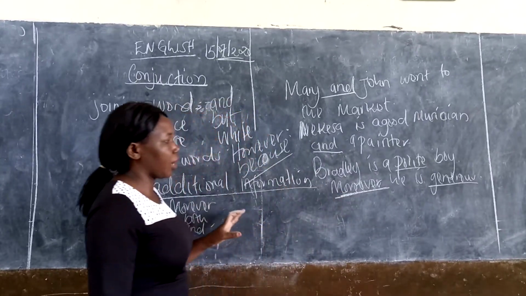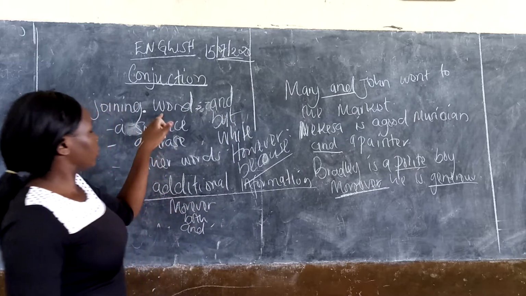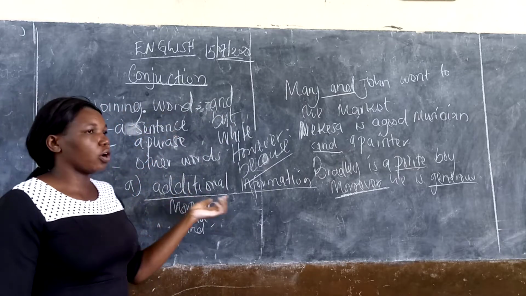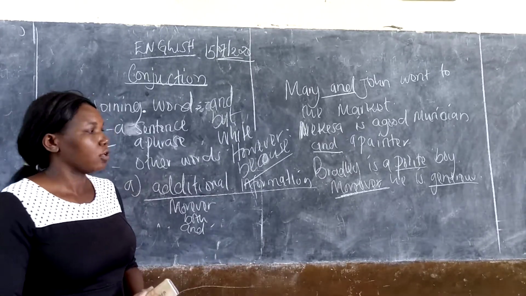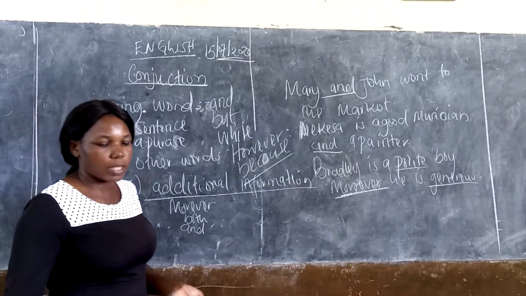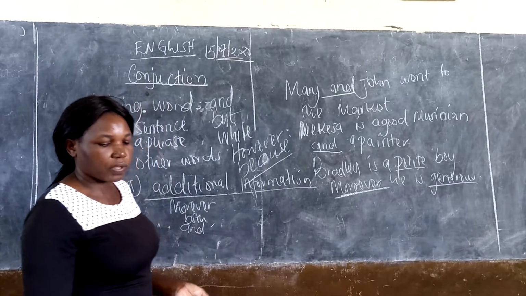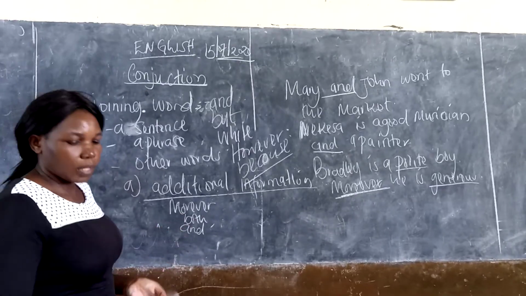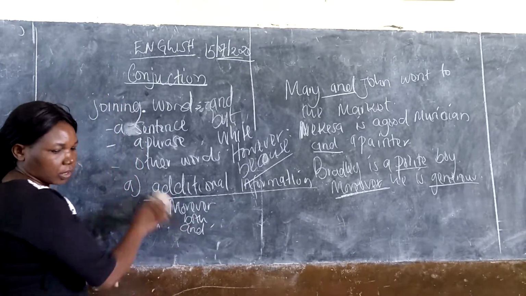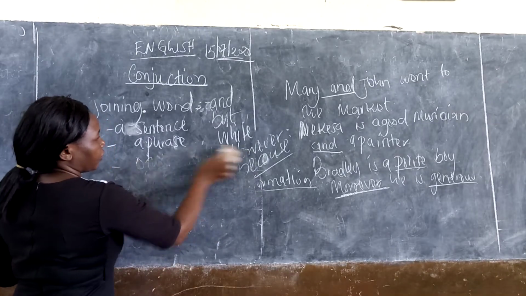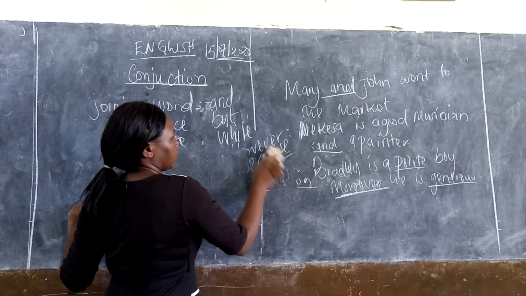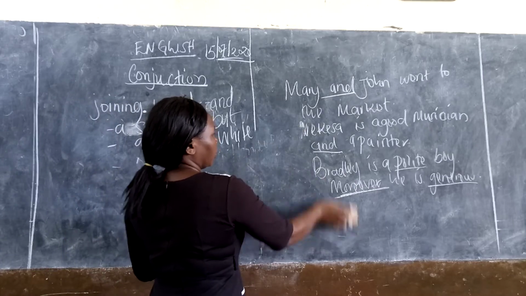Here I have talked about conjunctions of additional information. You add information on the other. Let's go to another type of conjunction. That is A, addition of information.